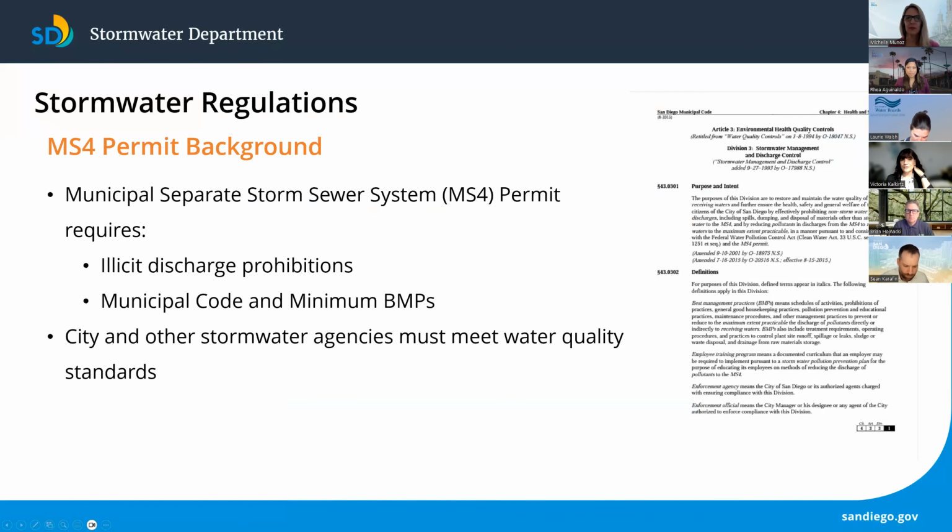So stormwater regulations, I want to talk a little bit about them. I'm not going to get into all the details. Our permit is like several hundred pages long. I'm just going to touch on the regulations that guide what we're here to talk about today.